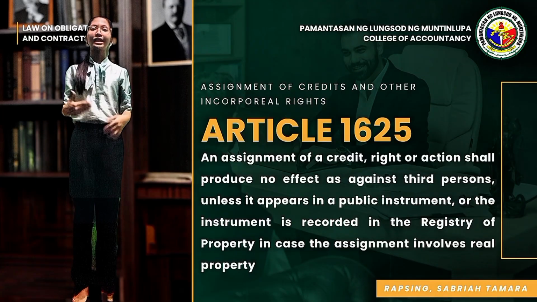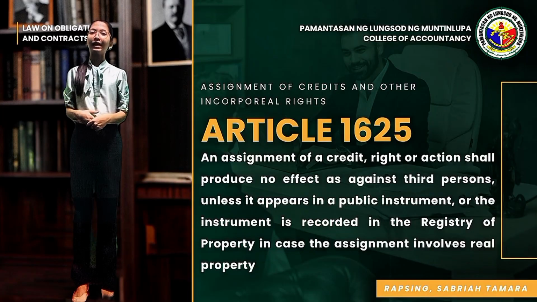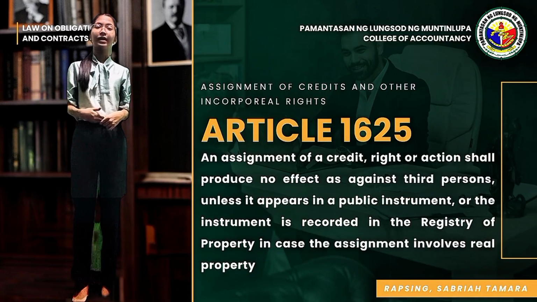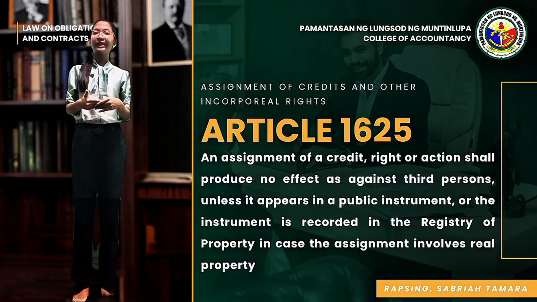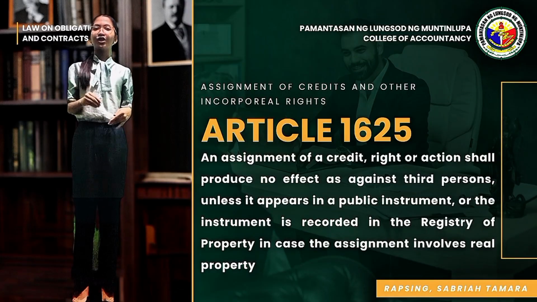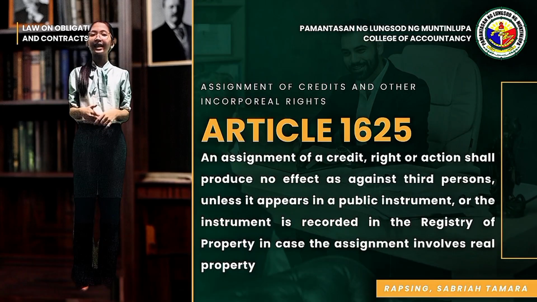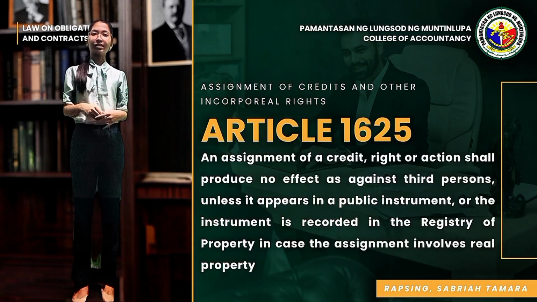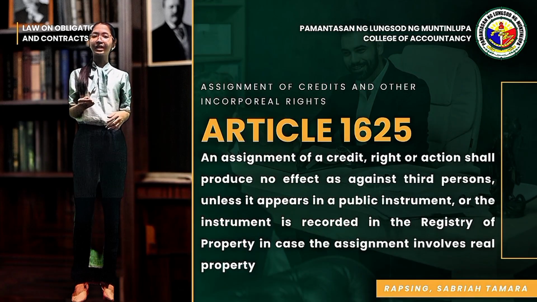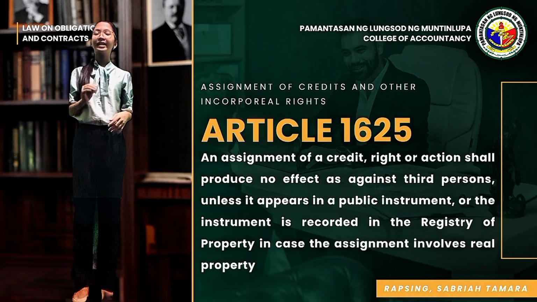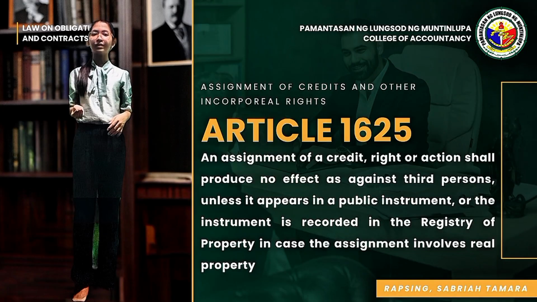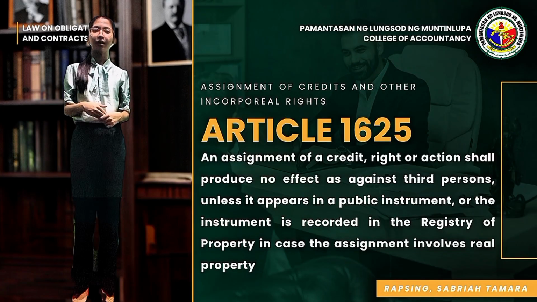Let's move on to Article 1625. What does this mean? Article 1625 provides that an assignment of a credit, right, or action shall produce no effect as against third persons, unless it appears in a public instrument or the instrument is recorded in the registry of property in case the assignment involves real property.